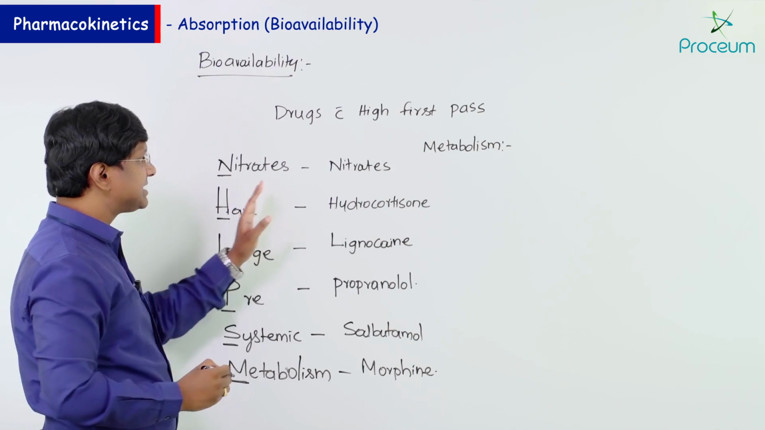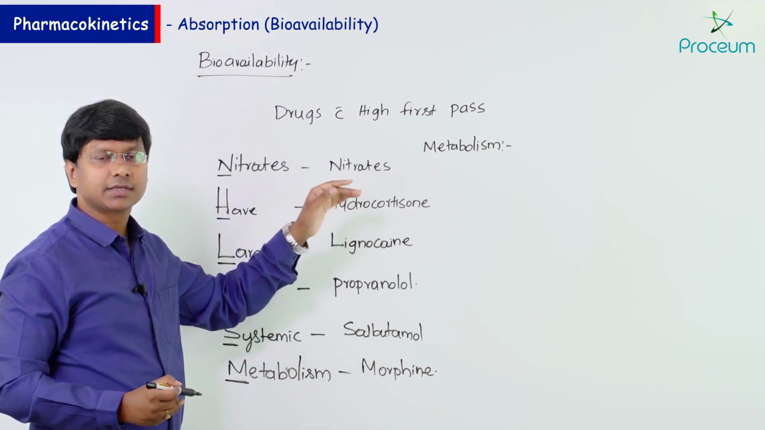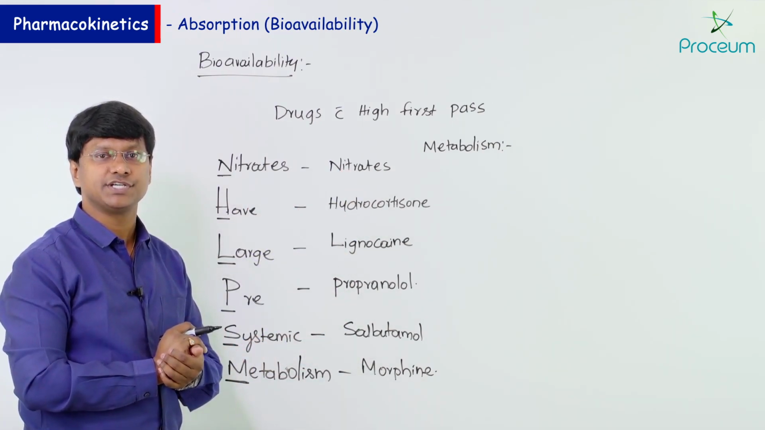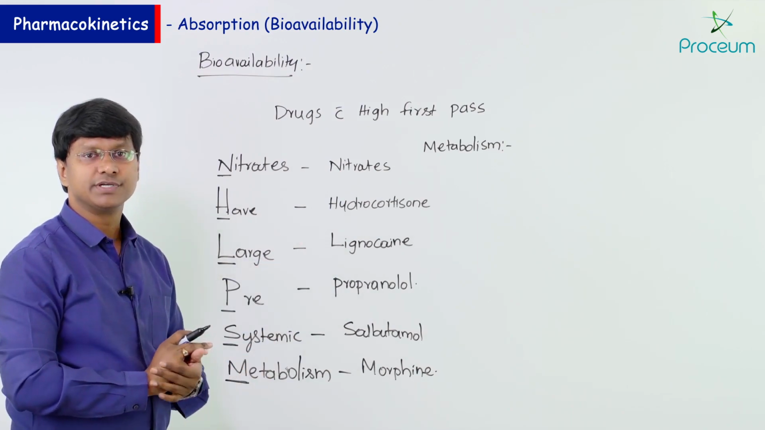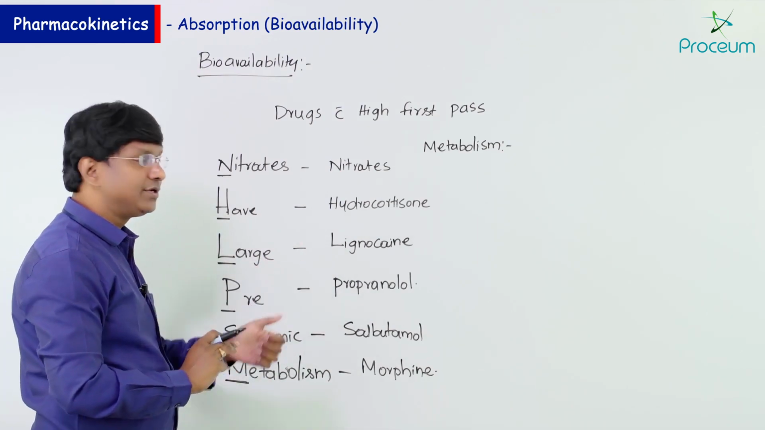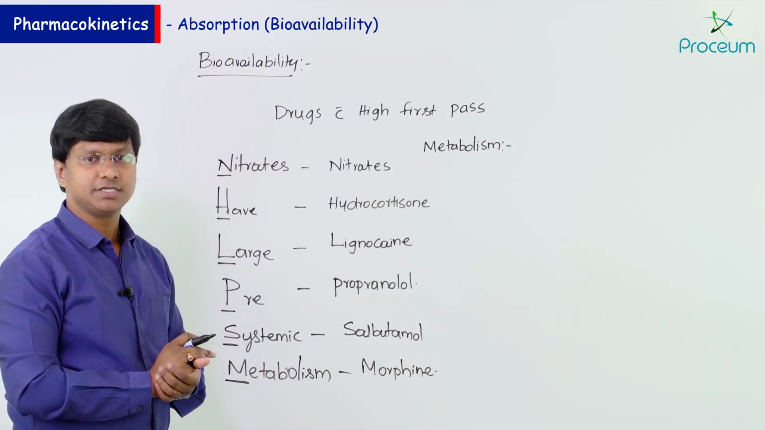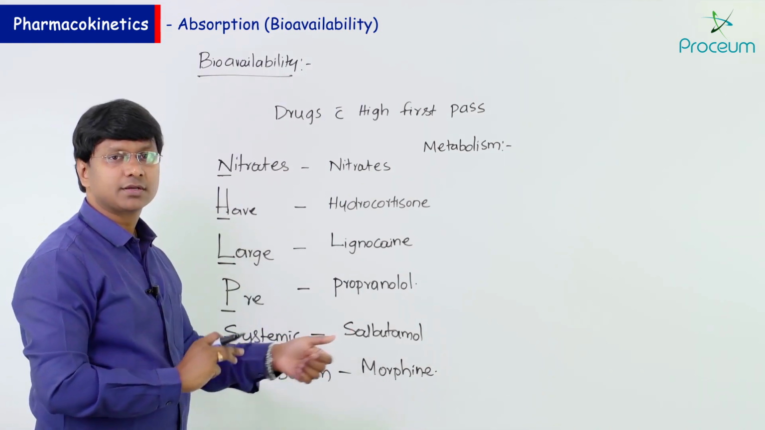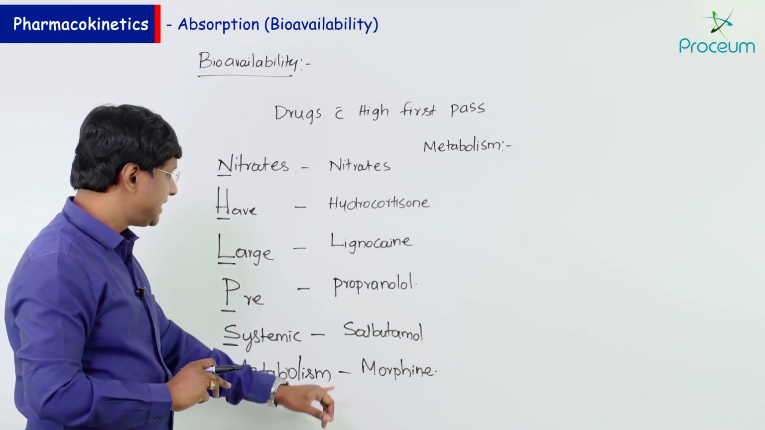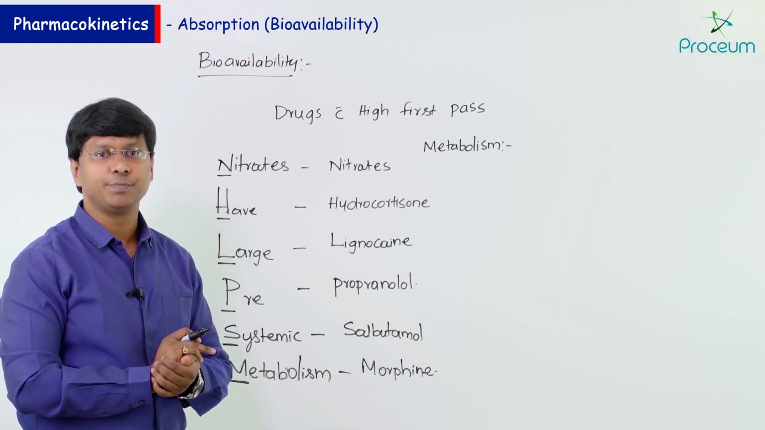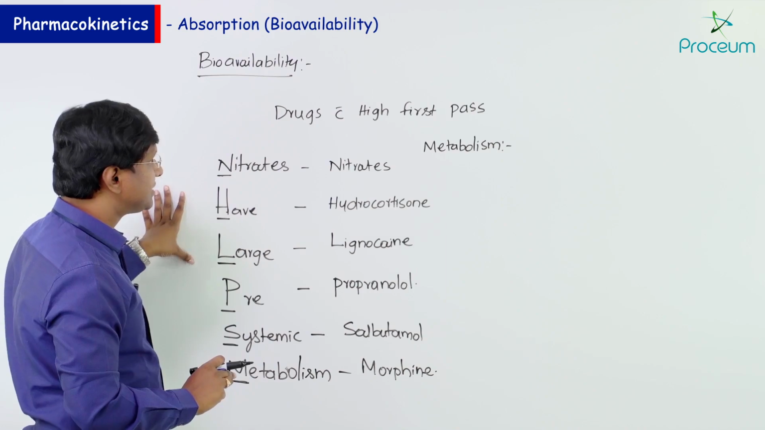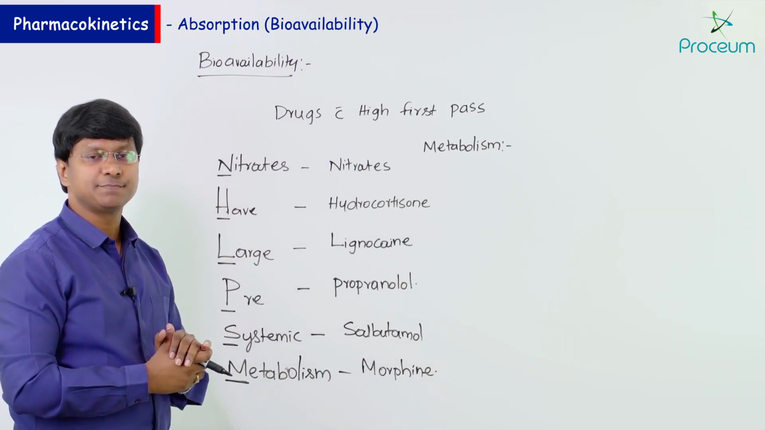Alright, so these are the drugs. You take the nitrates, which are used in angina. You take hydrocortisone, it's a corticosteroid. You take lignocaine, it's a local anesthetic. Propranolol is a non-selective beta blocker. Salbutamol is your beta 2 agonist. And you take morphine, which is an opioid. So these are the drugs which have high first pass metabolism.